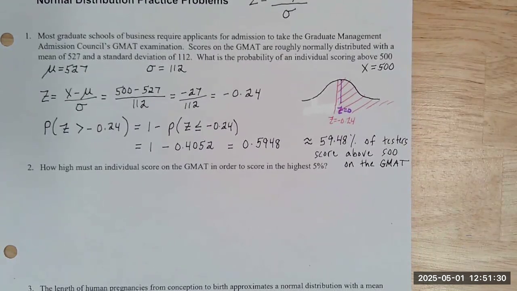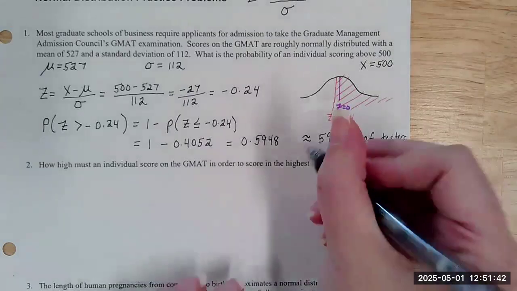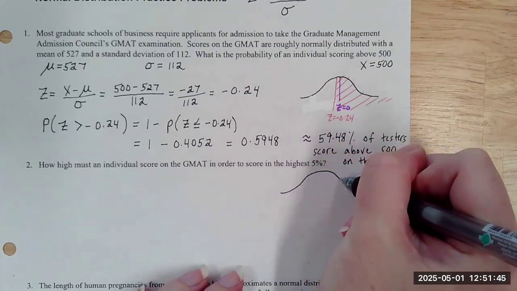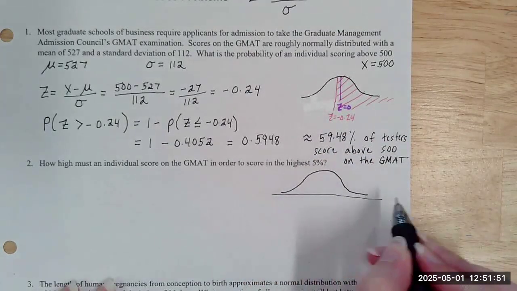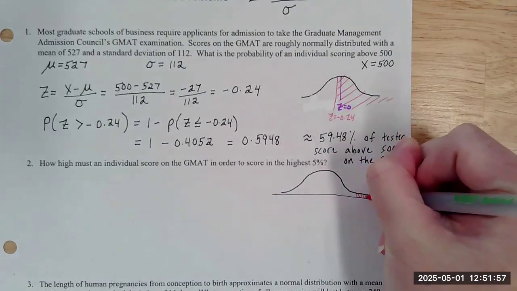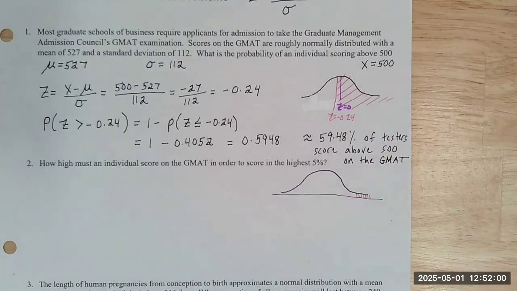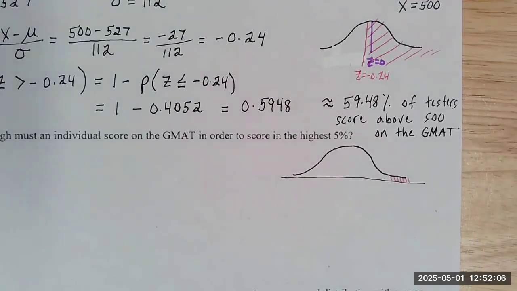Okay, next question's kind of weird. It'll take us just a second to process it. How high must an individual score on the GMAT in order to earn a score in the highest 5%? Okay, here's what we're talking about. Over here is in the highest 5%.